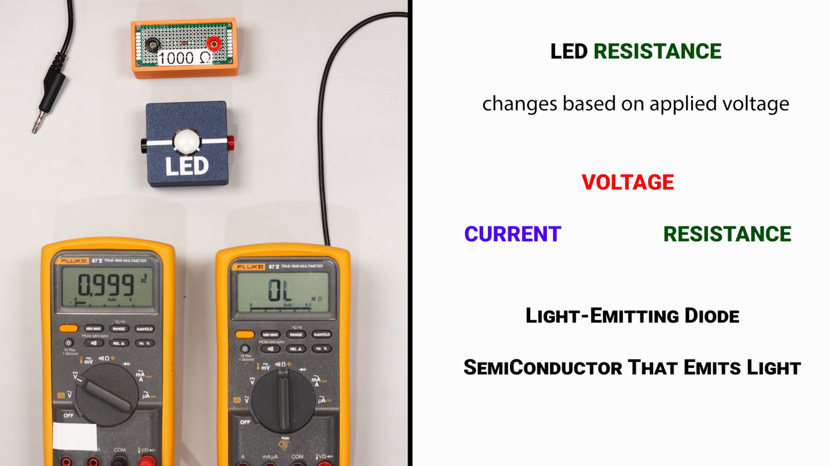Just a quick overview of LEDs. An LED is a semiconductor device. It emits light when electrical current passes through it. Unlike the resistor that I have on the top of the screen, an LED does not have a constant resistance. Instead, its resistance changes based on the voltage applied across it and the current flowing through it.